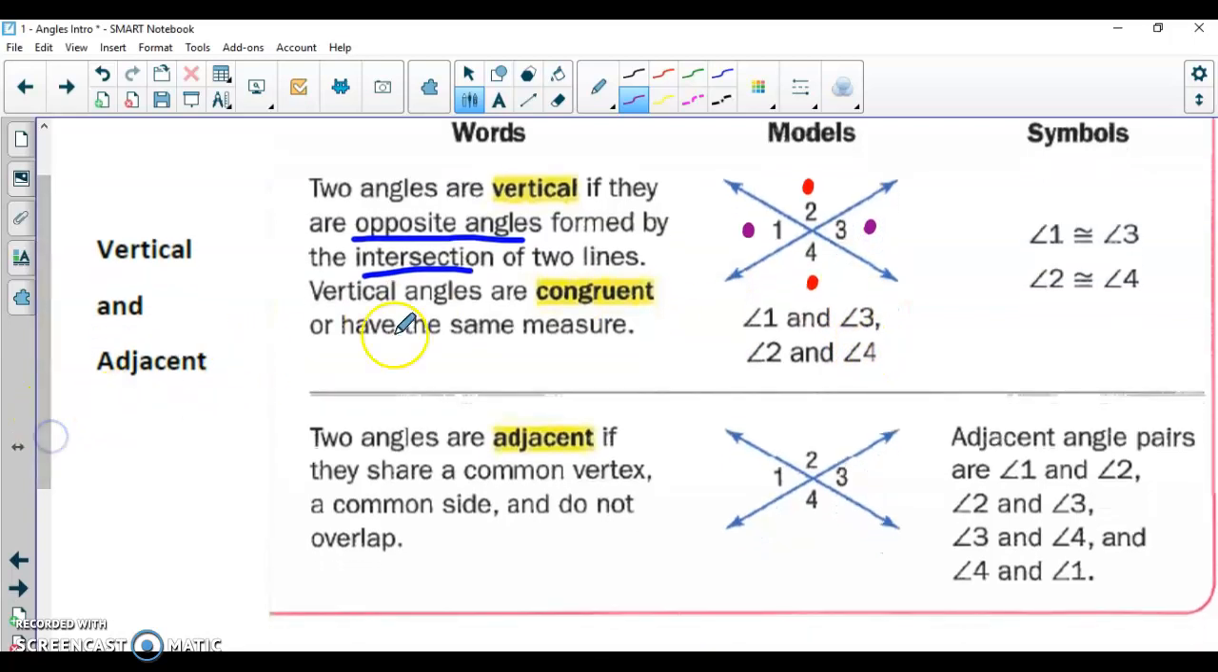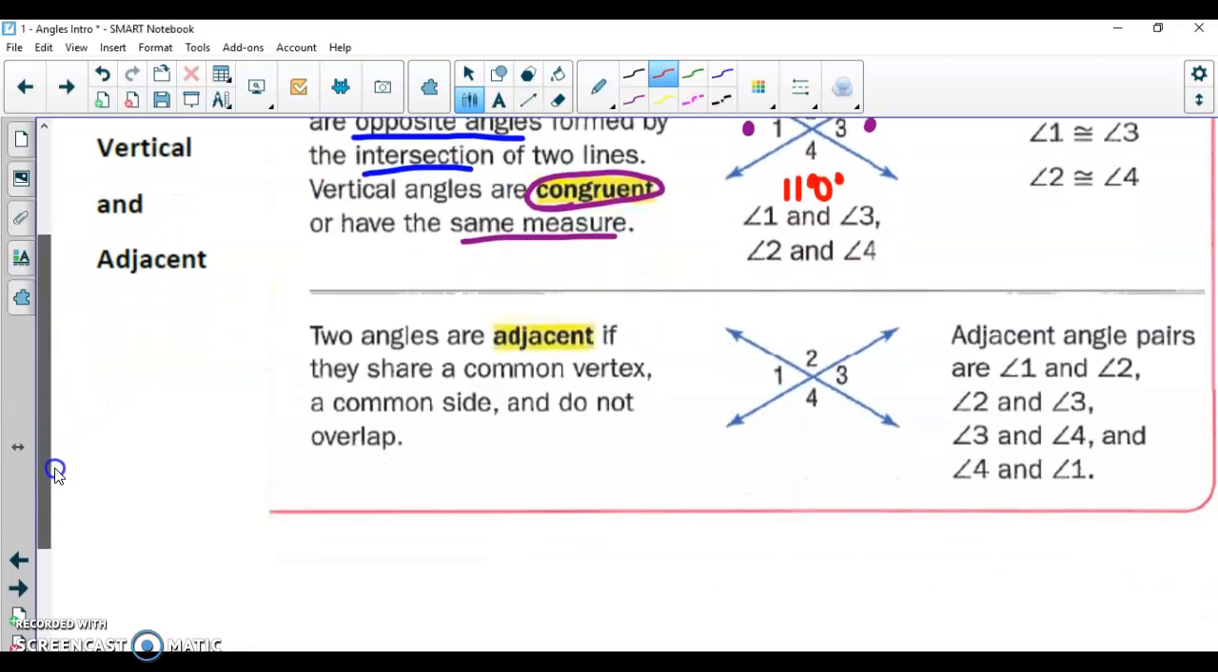The cool thing that happens with opposite angles is that they are actually congruent, which means they are the same measure. So if I were to tell you that angle 2 here is 110 degrees, let's say I got a protractor and measured it, you would also know that angle 4 is 110 degrees, which is kind of the interesting, cool part of things here.